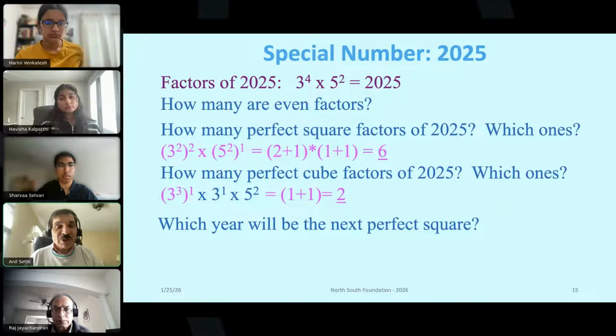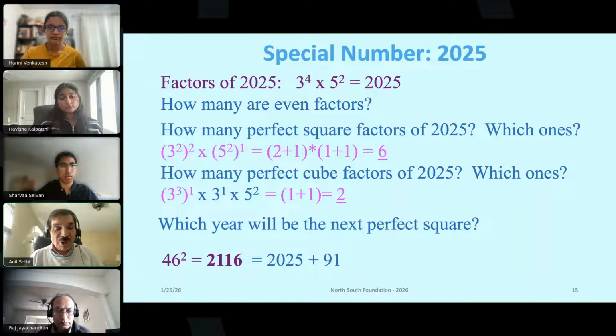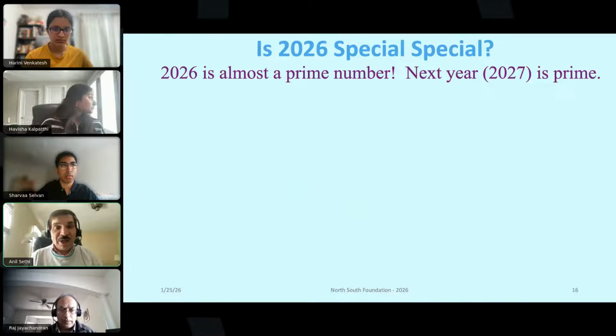2025 is a perfect square. The question is, which year will be the next perfect square year? Since 45 squared is 2025, the next one will be 46 squared, and that is 2116. So we have to wait another 91 years before we get to the next perfect square year. That's an incredibly privileged time that we had last year, that we were able to see a year that was a perfect square.